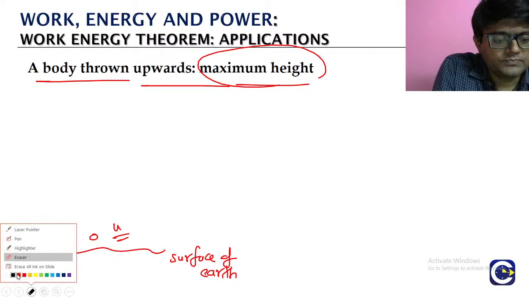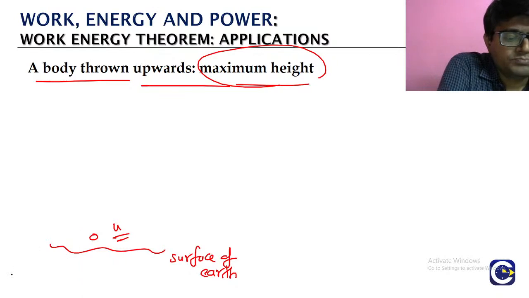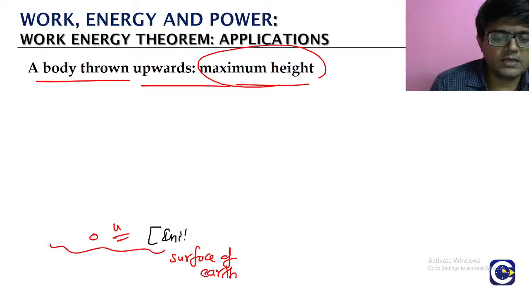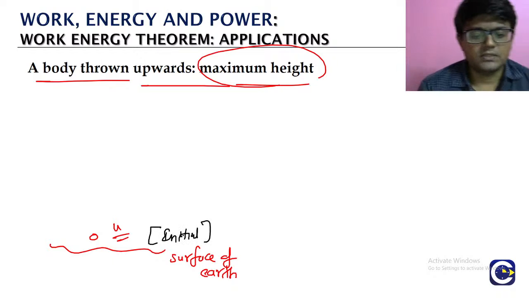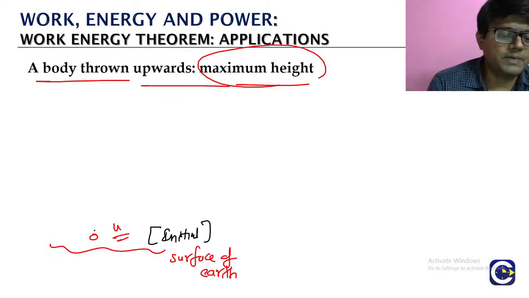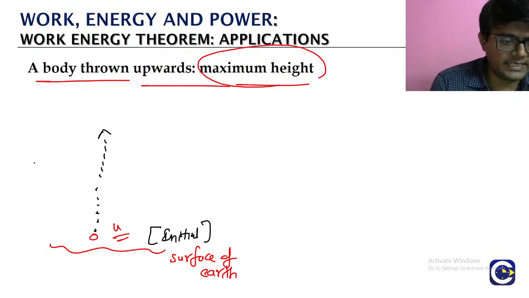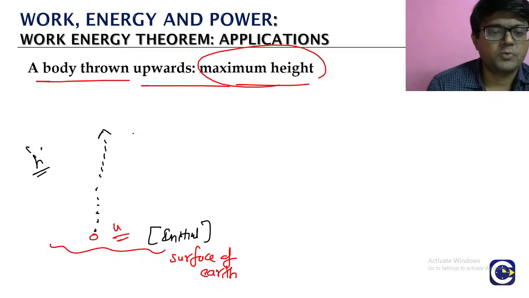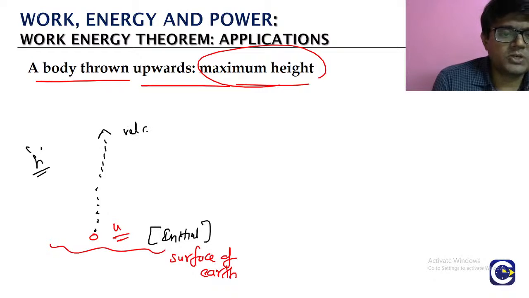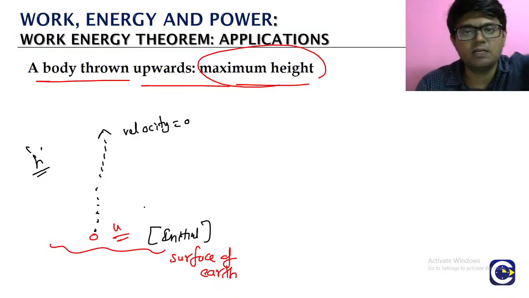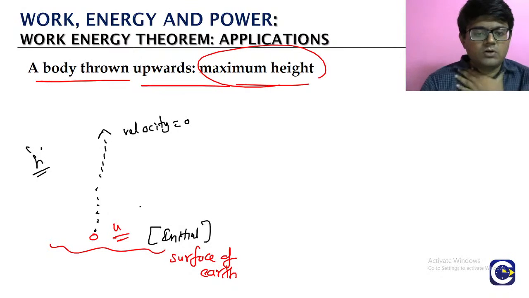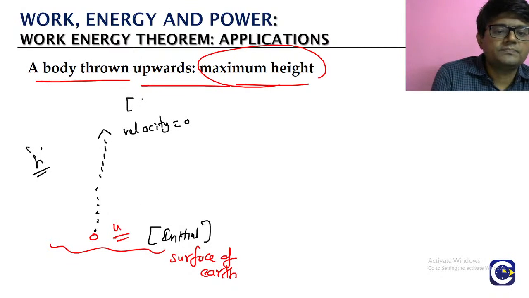What we'll do is consider the initial point on the surface of the earth, where you are throwing it. The particle goes upwards and reaches the maximum height. What is the significance of that point? The velocity of the object becomes 0. So this is the final location.